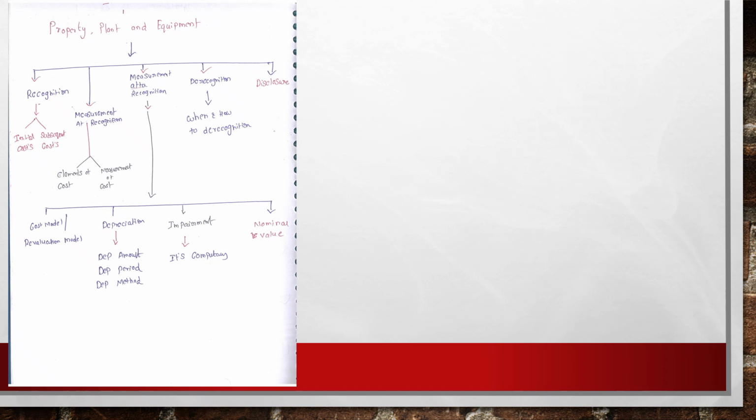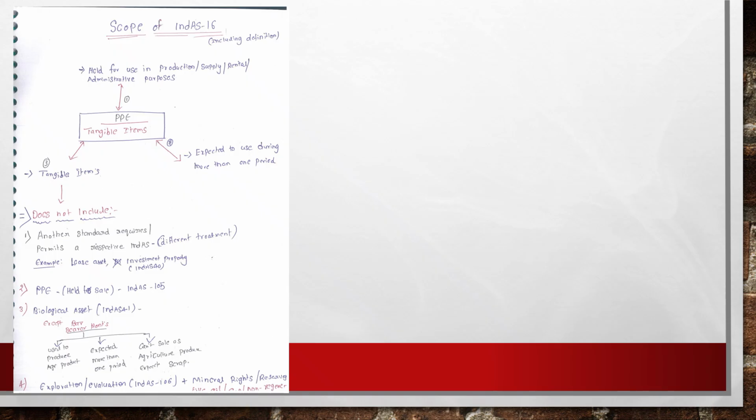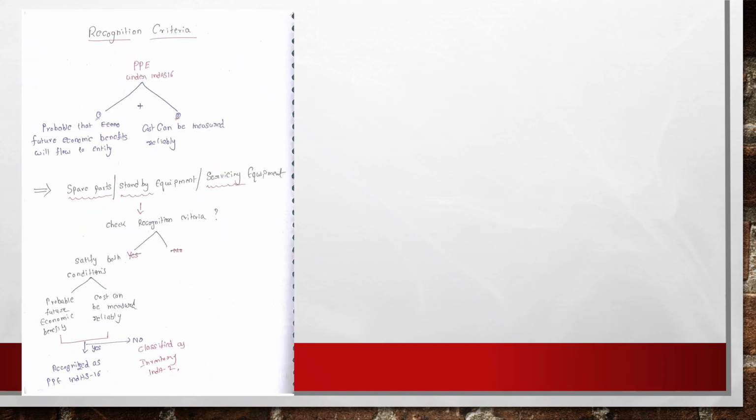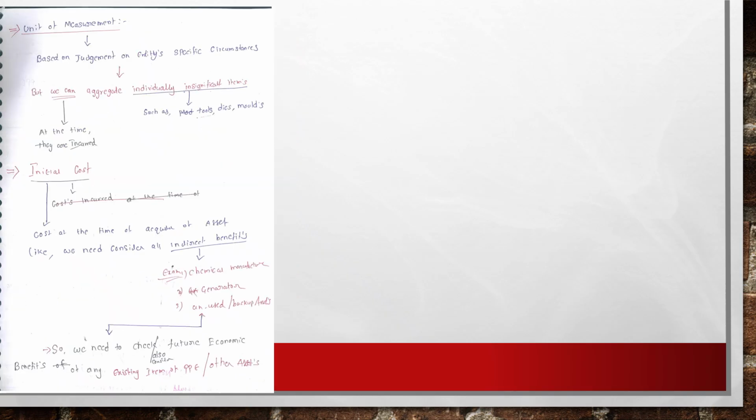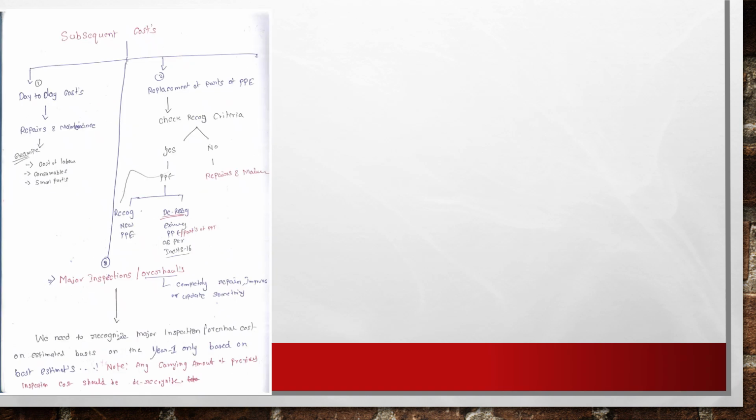In the last two previous videos, we have discussed this plant and equipment. We covered what Ind AS covers, the scope, and what it does and does not include. We completed the recognition criteria, which are that it is probable that future economic benefits will flow to the entity and the cost can be measured reliably. Then we completed the definition of initial cost and the definition of PPE.